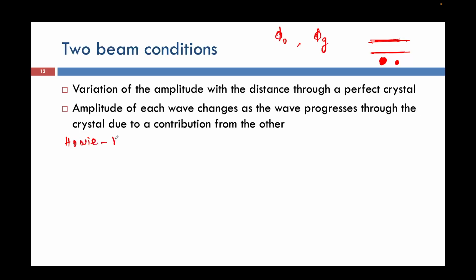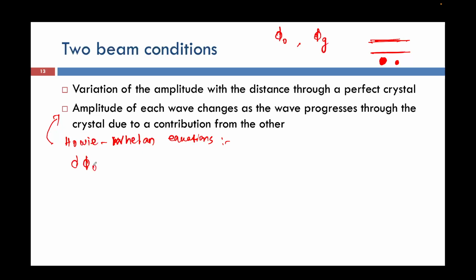Those equations are known as the Howie-Whelan equation. Okay, and what does this Howie-Whelan equation signify? They signify that the amplitude of each wave changes as the wave progresses through the crystal due to contribution from the other. And what are these Howie-Whelan equations? I am just writing it down.